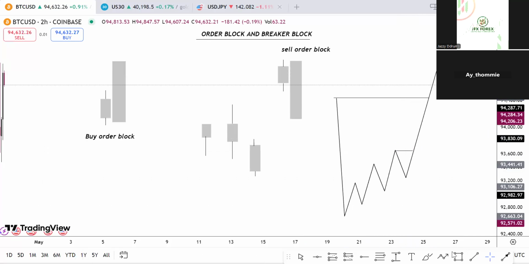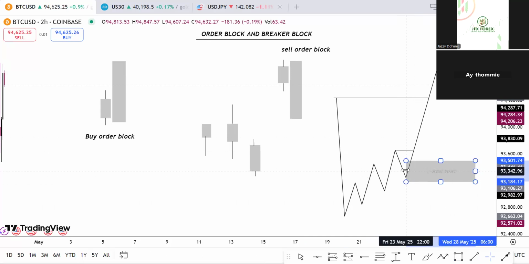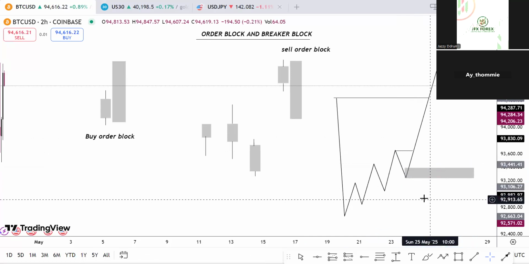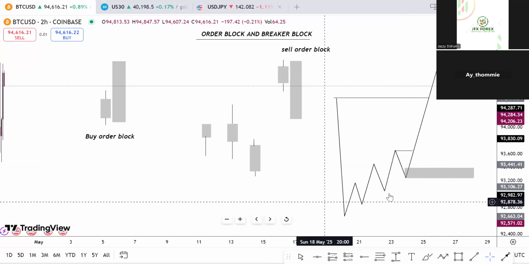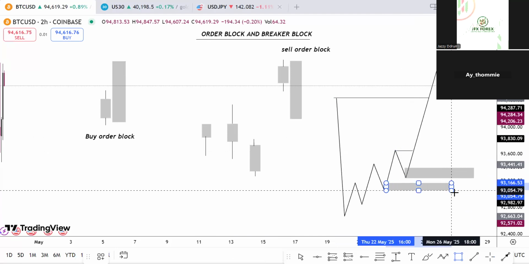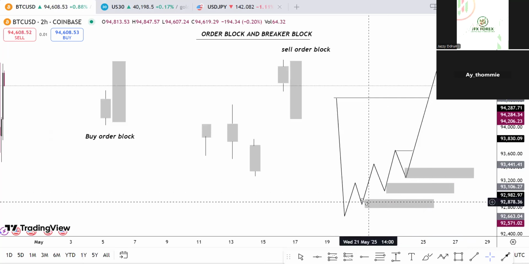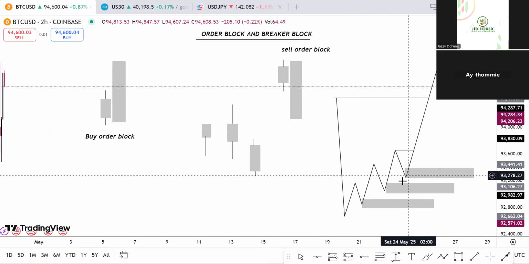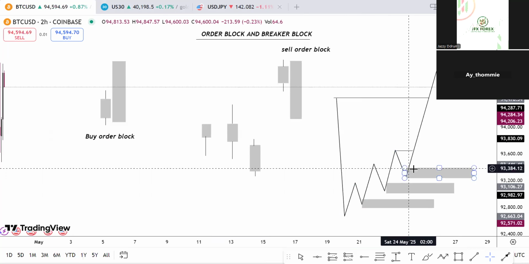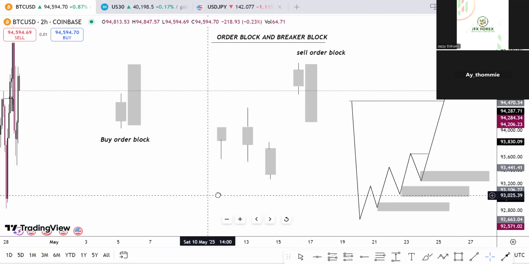Now, what you will be looking for in this particular area is the order block resting here. For you to get the order block that's resting here, either here or here or here, for you to understand and spot out the right order block resting on this particular zone, this is what you need to do.